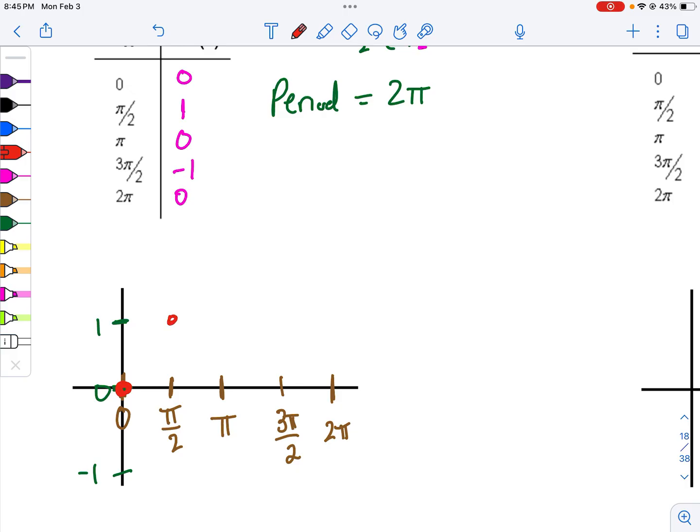I go up to pi over 2, 1. I go back to pi, 0. I go down to 3 pi over 2, -1, and I come back to 2 pi, 0. So we go up, we come down, and we come back. Now, this graph does not stop.